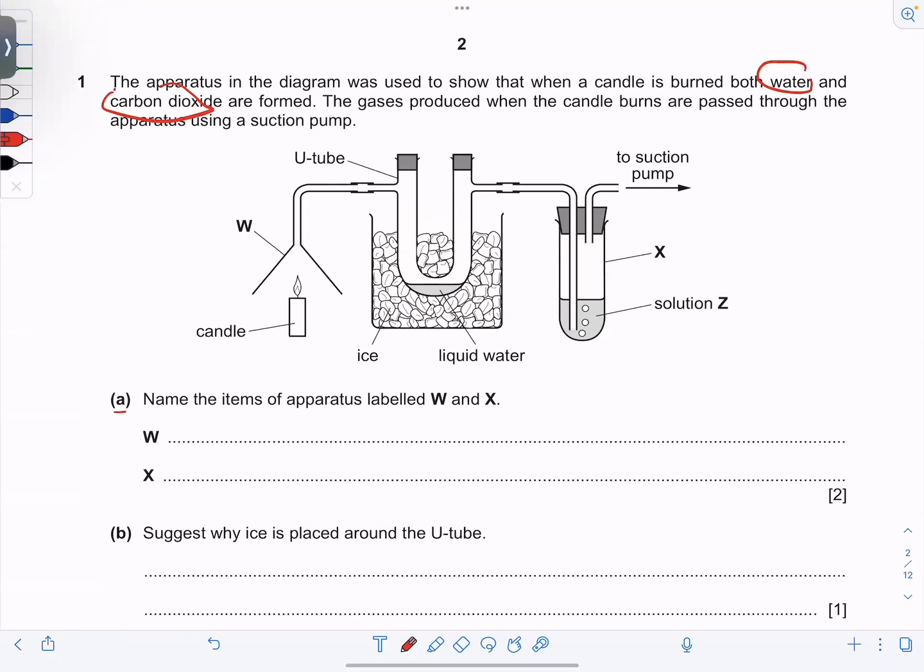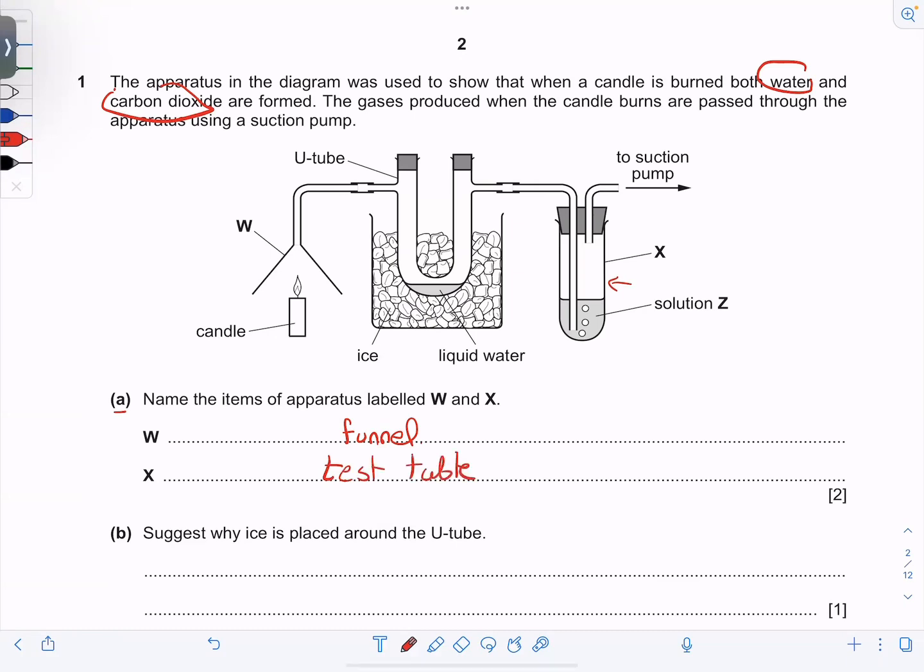Question A, name the items of the apparatus labeled W and X. W is a funnel. You can say also inverted funnel. Also filter funnel is accepted. X is a test tube, or more accurately, it's a boiling tube.